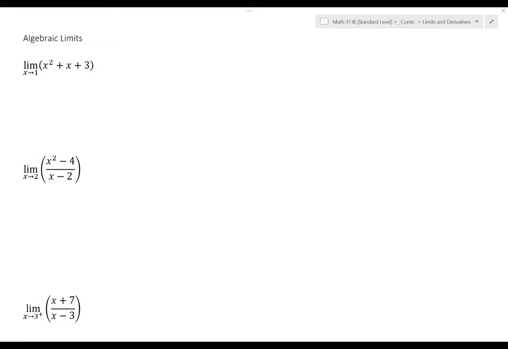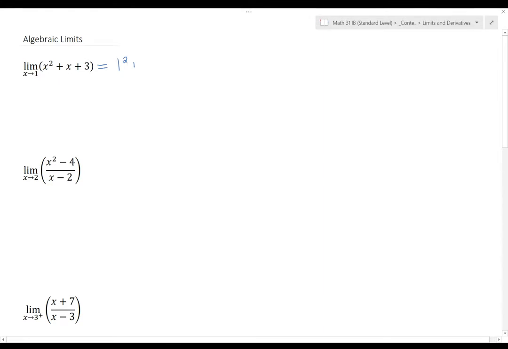Now we know that that's just a quadratic function. It's a parabola. It's continuous everywhere. It has no breaks or gaps or anything. So what that means is that the limit of the function as x approaches 1 has to actually be the value of the function when x equals 1. So all we have to do to find it is simply substitute in 1. So this is our very first step every single time. It's going to be 1 squared plus 1 plus 3.